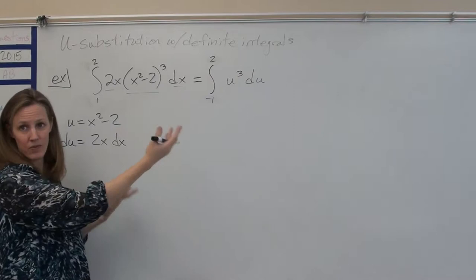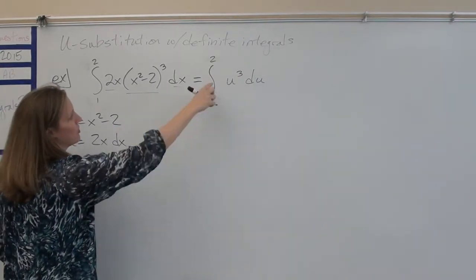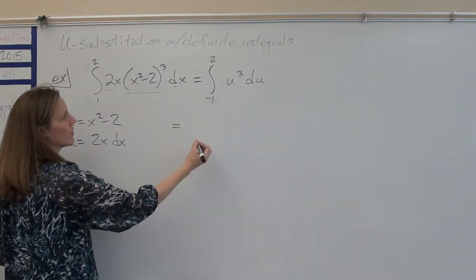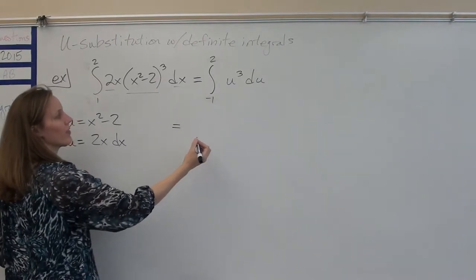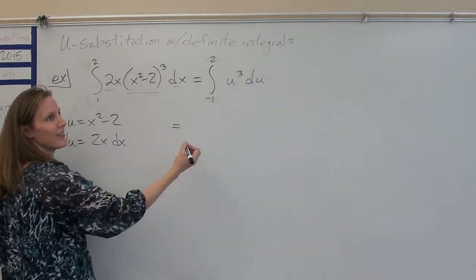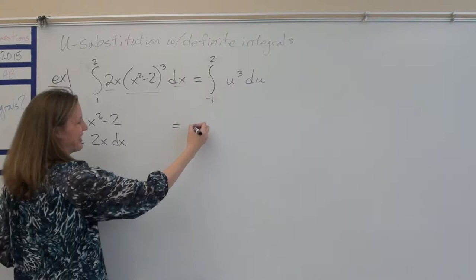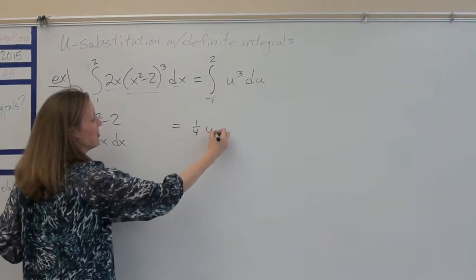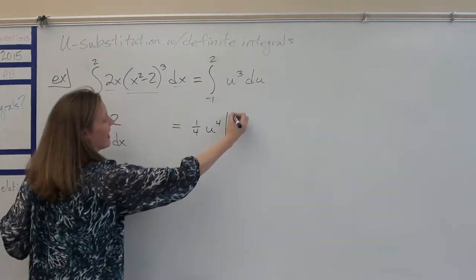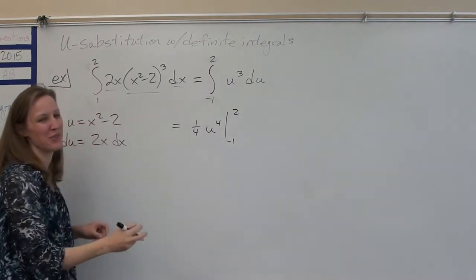Now let's go ahead and find the antiderivative. What's the antiderivative of u cubed? 1/4 u to the 4th, from negative 1 to 2.